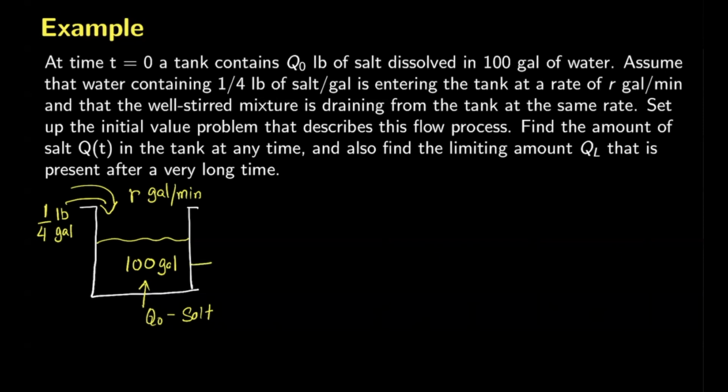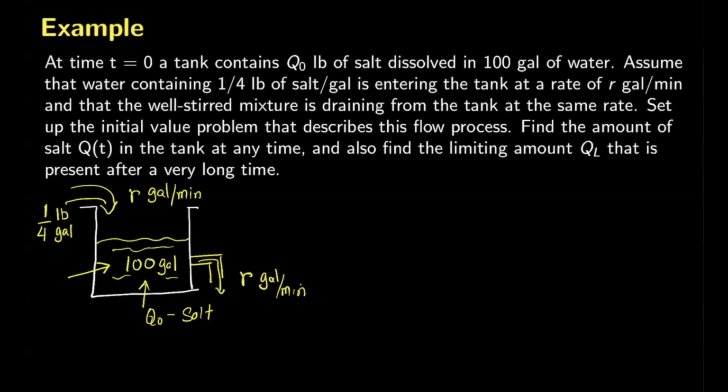And now the solution is exiting at the same rate r. Since the rate of entering and the rate of exit are the same, it means at all times there will be 100 gallon of solution in the tub. So this is the diagram of the problem. Now we will set up the problem.